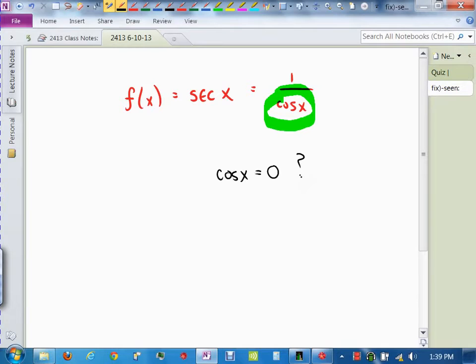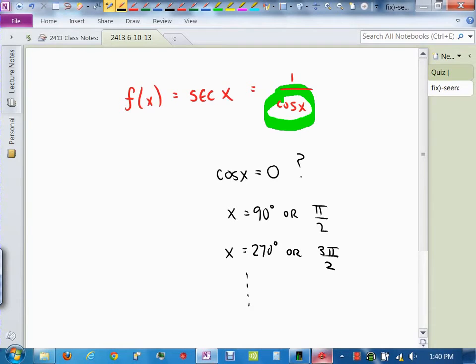So are you thinking unit circle here? Straight up, 90 degrees? That's correct. 270 straight down also. So if x is 90 degrees, or let's do radians, pi over 2, and another one would be x is 270, or what's that, 3 pi over 2? And actually, there's infinitely many, aren't there? Those are things that would not be in the domain.